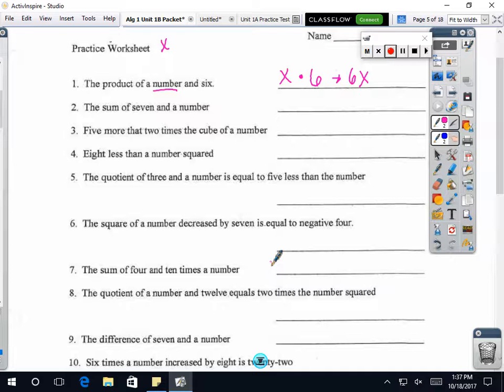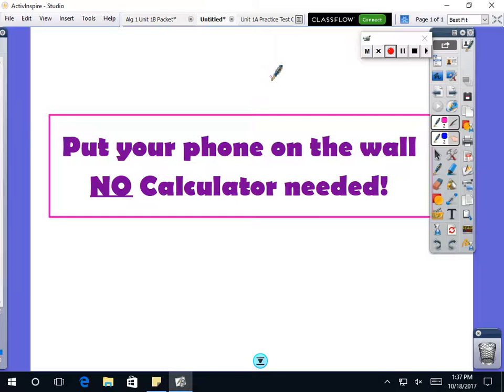Okay, what about the sum? What does it mean? Adding. And what are you adding together? 7 and a number. Now, would it have been okay had I written the X first and then the 7? Yes, and let's talk about why. I'm going to do a little side lesson.